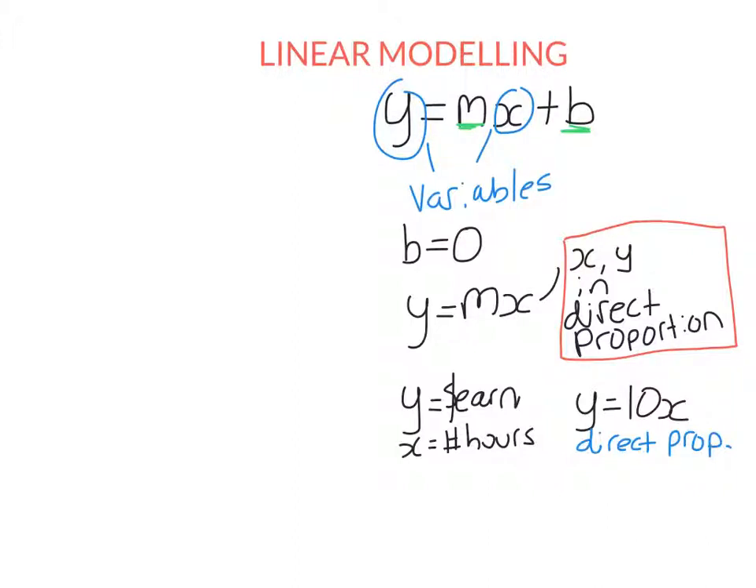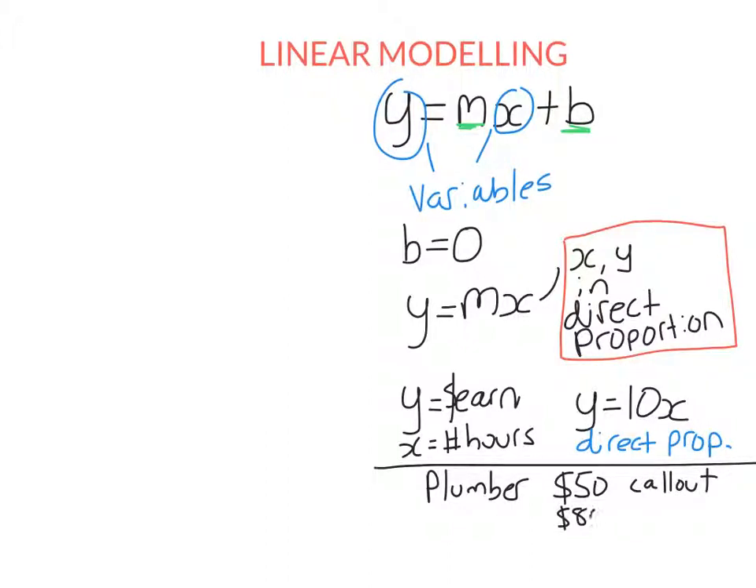So let's look at an example of something that's not direct proportion. So usually if you hire a tradesman or something, it's not direct proportion because they charge a call-out fee. So let's say you hire a plumber. And let's say that person charges a $50 call-out fee, so $50 to come out to your property and $80 per hour to actually do their work. If we let y be the amount of money that the plumber earns and x the number of hours, now we would have the amount the plumber earns is equal to $50 plus 80 times the number of hours.